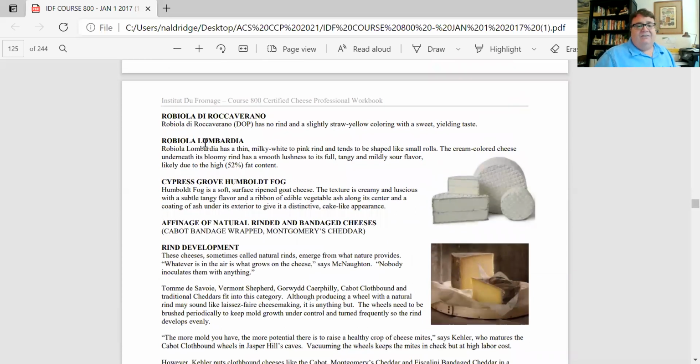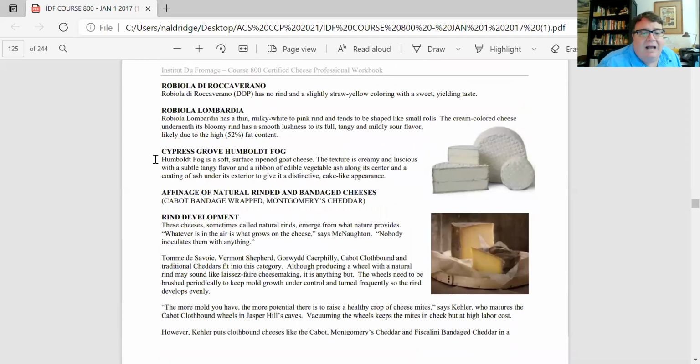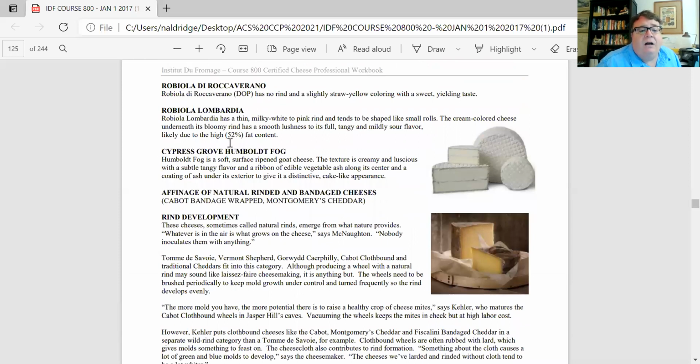Again, on 125, they're going to ask about specific cheeses that are bloomy, that have the bloomy mold on them. I'll point out, know Cypress Grove Humboldt Fog, inside and out. Where's it from? Who made it? What is the line of vegetable ash even for? Know Cypress Grove Humboldt Fog.